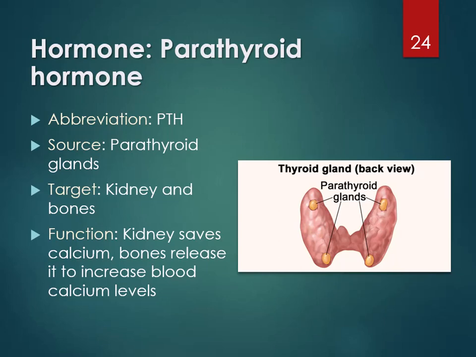So it tells your kidneys to save it, don't pee it out because we need it, and your bones to release some. Parathyroid hormone has two targets, the bones and the kidneys, and it's telling them to keep the calcium or release the calcium because we need to increase blood levels.